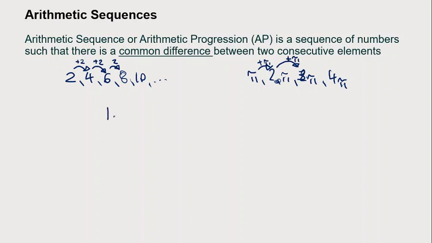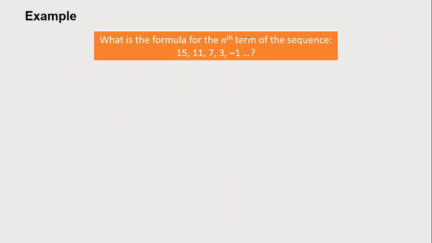A sequence like 1, 2, 5, then 7, then 10. This is not AP, this is not arithmetic progression, because here my difference is 1, but here my difference is 3, and it doesn't even matter that here the difference is 2. Already I'm adding something different to the previous term, so this breaks down the definition of AP. So for AP you need to have the common difference, the same number added to every single term.